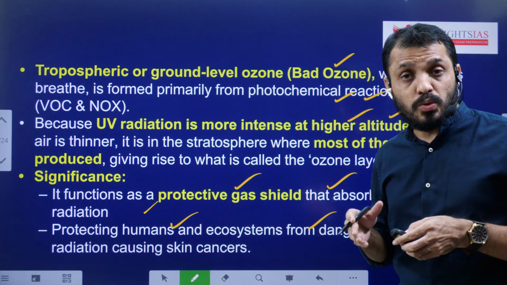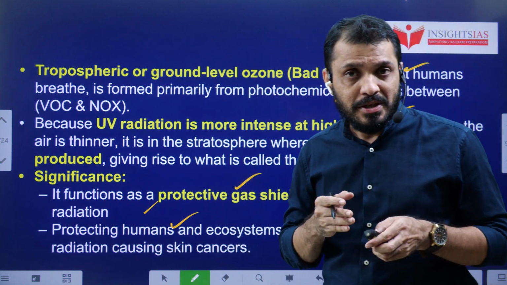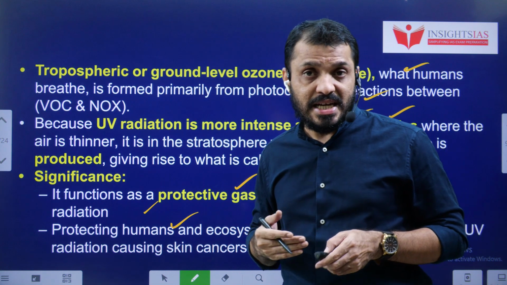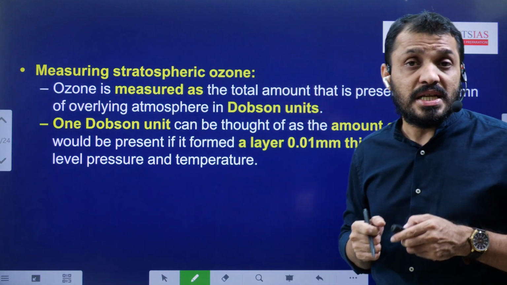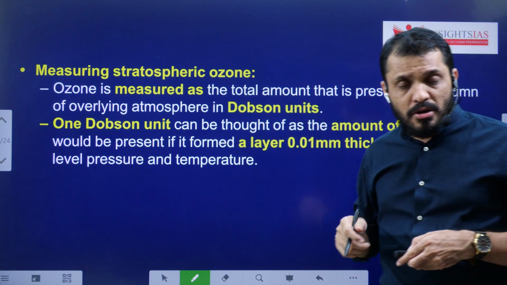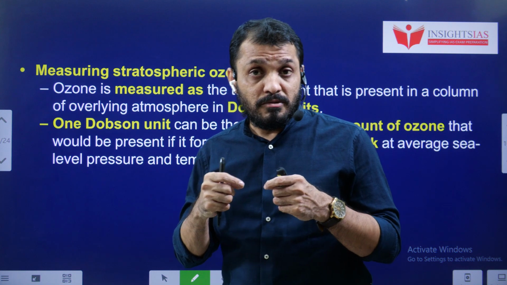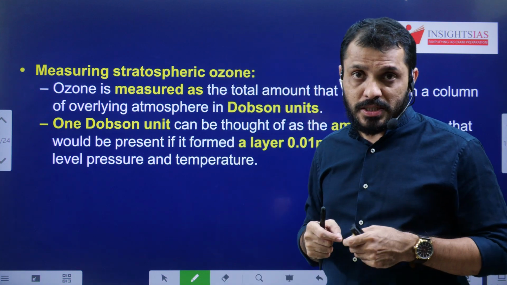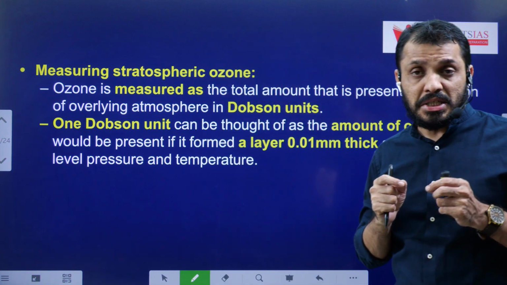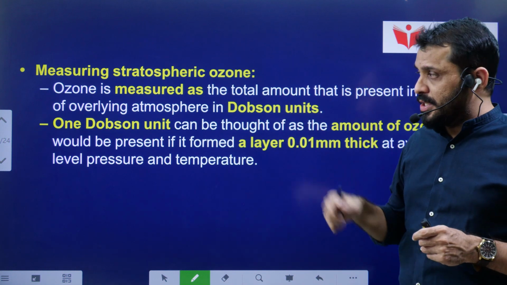Even if this ozone layer had not been there, persistent exposure to UV radiation would have caused skin cancer and various other serious health hazards. Measuring the stratospheric ozone. Generally, for every particular thing, how we measure it is also important. The ozone present in the stratosphere, we can measure in terms of Dobson units.